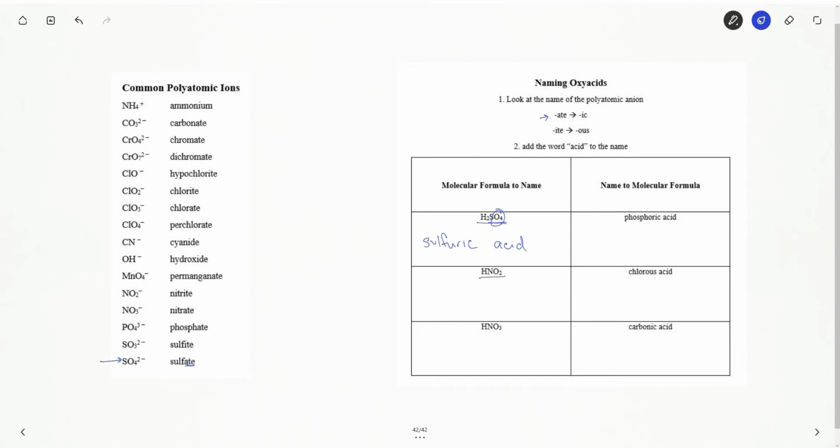HNO2. I'm going to find that polyatomic anion NO2 right here. Its name is nitrite. So that is an ITE ending. That means I'm going to go to the OUS ending. So it's not going to be nitrite, but nitrous. And again, I'm going to add the word acid to the end.